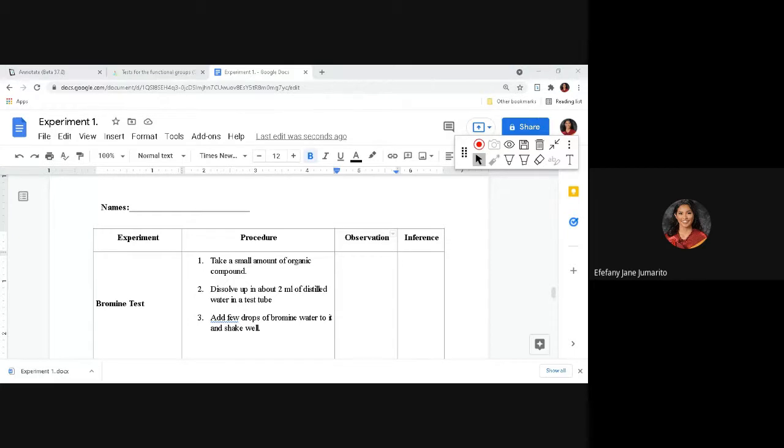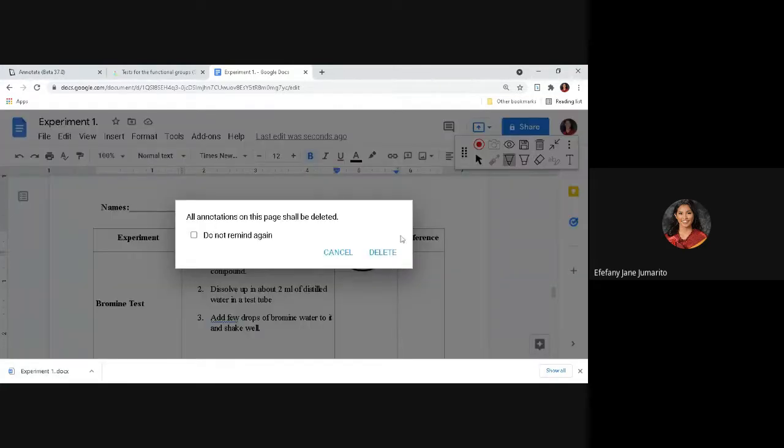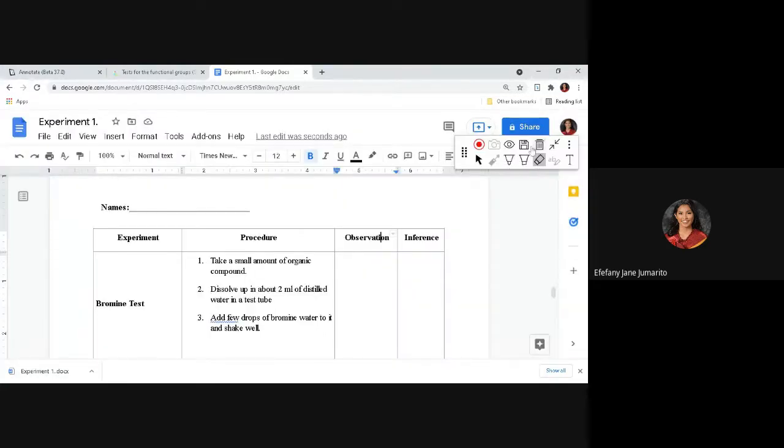Joyce and Baldo, procedure 1. Take a small amount of organic compound. Okay, you take a small amount of organic compound. So for sure, this small amount of compound is a solute. So it's more like a powder. You take a pinch of it. And then procedure 2, you read, Rohelda.